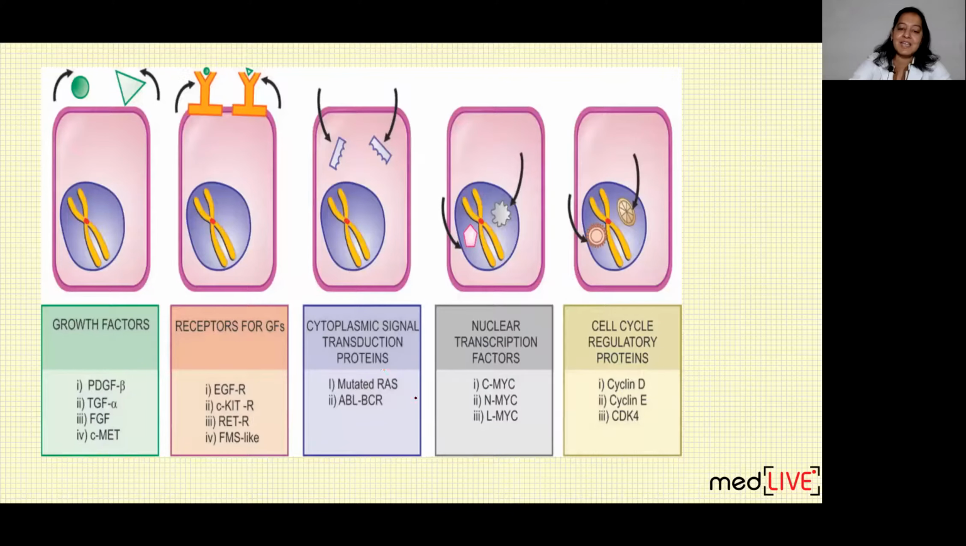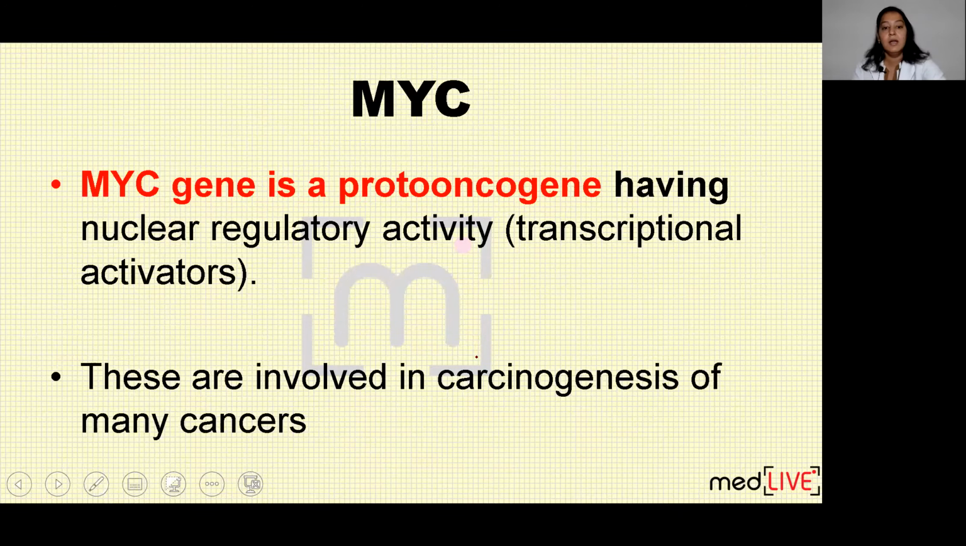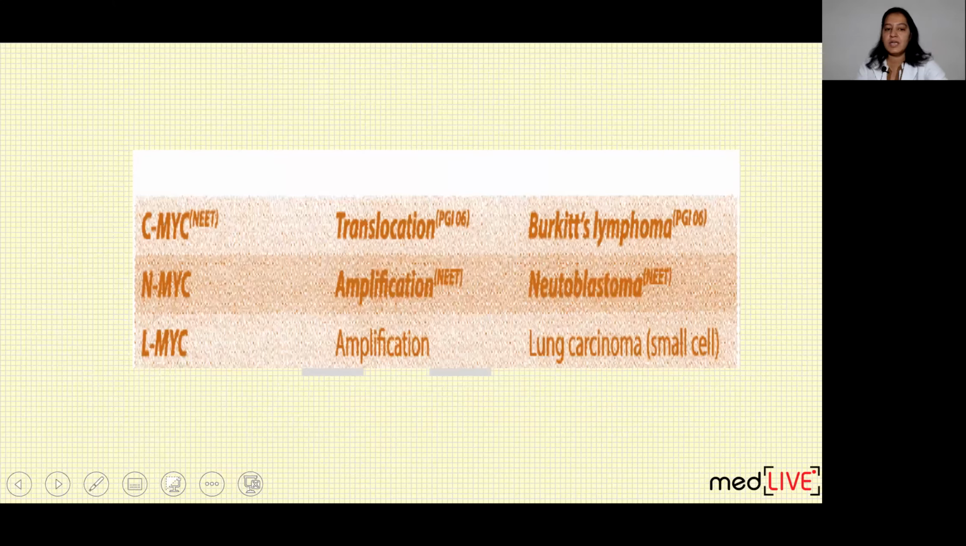So I have discussed ABL-BCR. In the last lecture, I have already discussed RAS. Now coming to the last thing, that is the MYC gene. So I will be a little bit faster. MYC gene, it is also a proto-oncogene. There are three types of MYC: c-MYC, n-MYC, l-MYC. RAS were also three types. You know, c-MYC, n-MYC, and l-MYC.